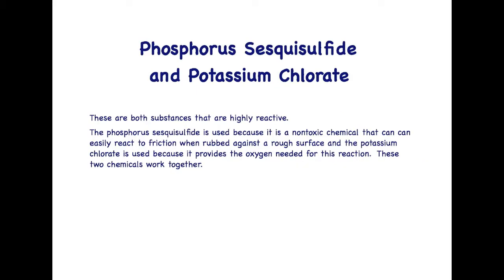Phosphorus sesquisulfide and potassium chloride. These are both substances that are highly reactive. The phosphorus sesquisulfide is used because it is a non-toxic chemical that can be easily reacted to friction when rubbed against a rough surface. And potassium chloride is used because it provides oxygen needed for this reaction. These two chemicals work together.